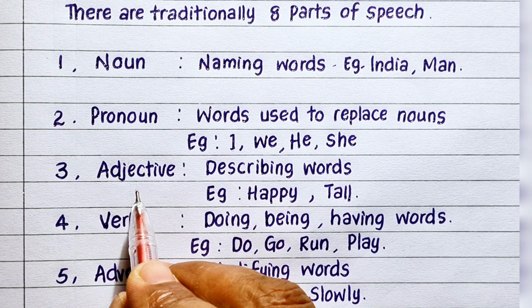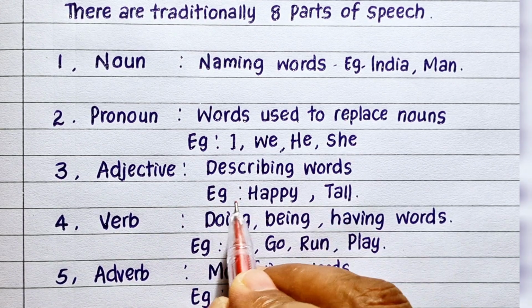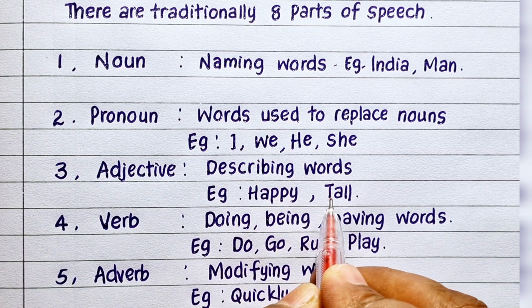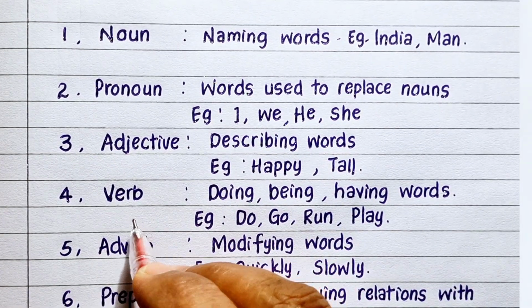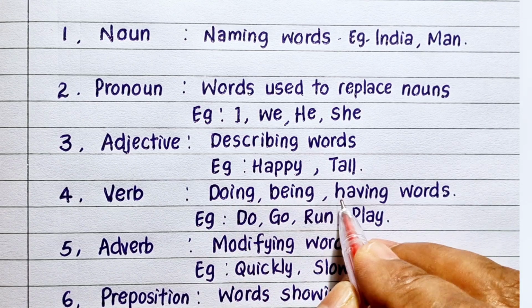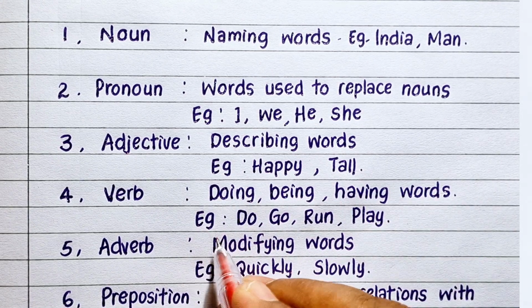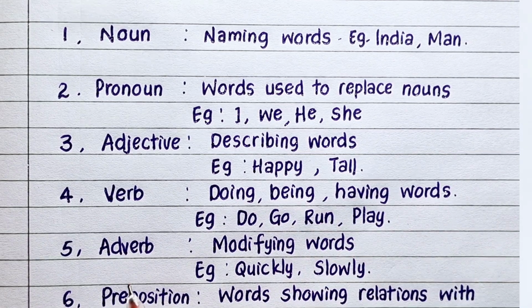Third one, adjective, that is describing words. For example, happy, tall. Fourth one, verb, that is doing, being, having words. For example, do, go, run, play.